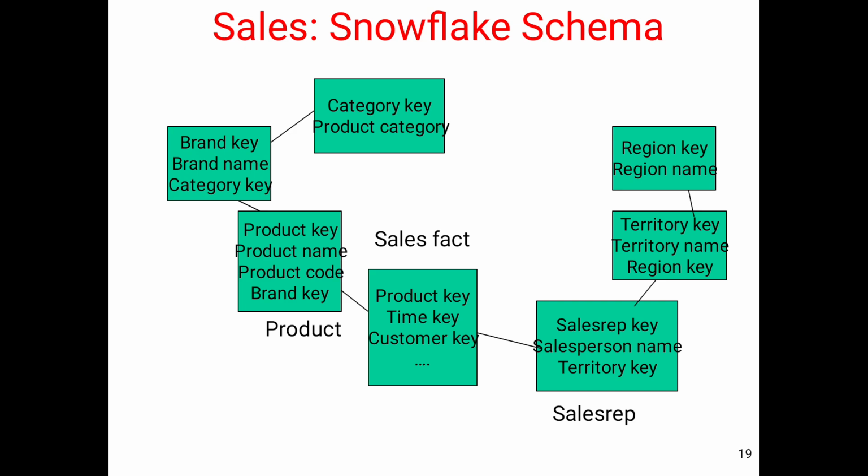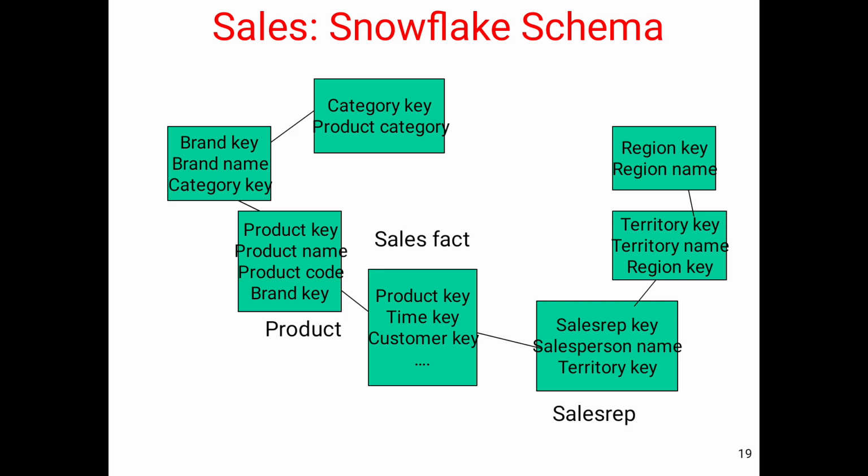Product key, time key, customer key. Here every product key has a dimension. This dimension has some dimension band key, and this band key has a category key. This is one dimension. This means that level by level we have to increase the key.